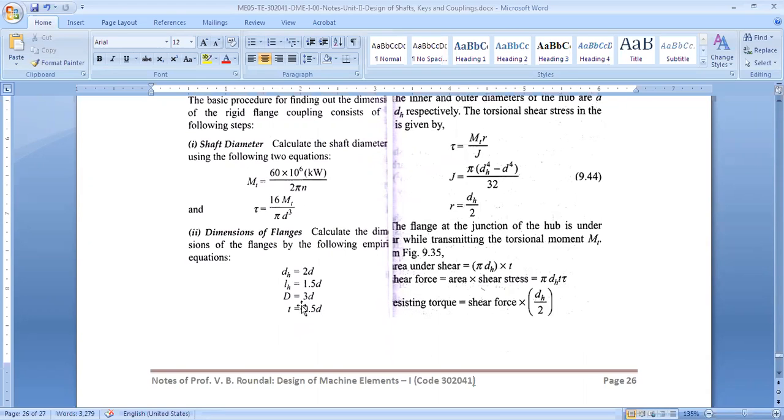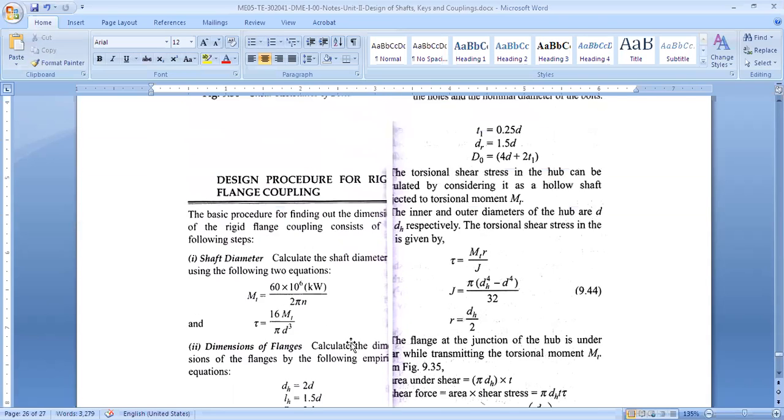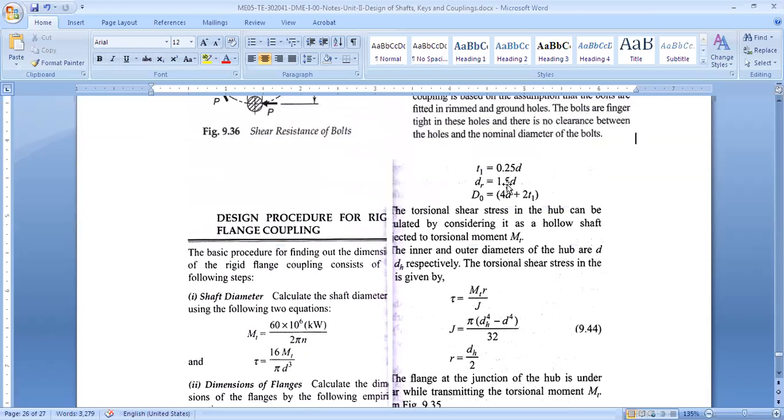DH is equal to 2D, as we talked about. Hub diameter, 2 of the diameter. LH is 1.5D, the length of the hub 1.5D, capital D. P circle diameter 3D. T, thickness of the flange, 0.5D. T1, thickness of the protecting rim, is 0.25D. DR 1.5D, and DO 4D plus 2D. Now here DO is outside diameter of the flange. It is 4 times of the diameter plus 2 times thickness of the protecting rim.